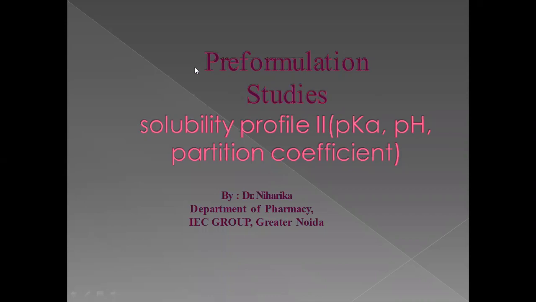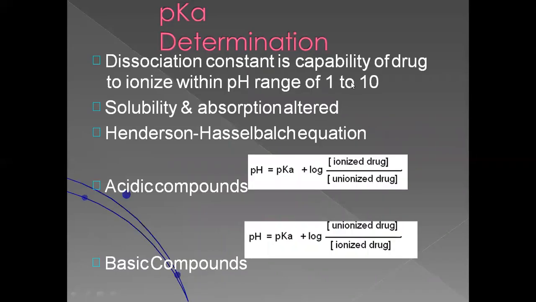It provides an estimate. We have all known about the Henderson-Hasselbalch equation. It provides an estimate of ionized and unionized drug concentration at a particular pH. For an acidic compound, it's pH = pKa + log ionized upon unionized, and for a basic compound, pH is equal to pKa + log unionized by ionized.